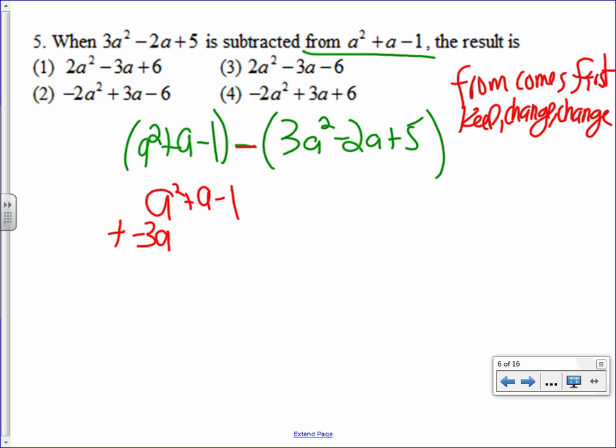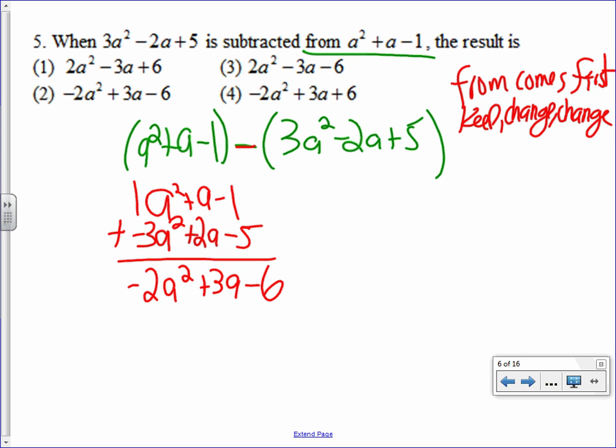Positive 3 becomes negative 3. Minus 2 becomes plus 2. Plus 5 becomes minus 5. Combine like terms. 1 plus negative 3 is negative 2. 1 plus 2 is 3. Negative 1 plus negative 5 is negative 6. If you can't add, you don't want to use a calculator, it can't do anything for you. Choice 2 is the answer.